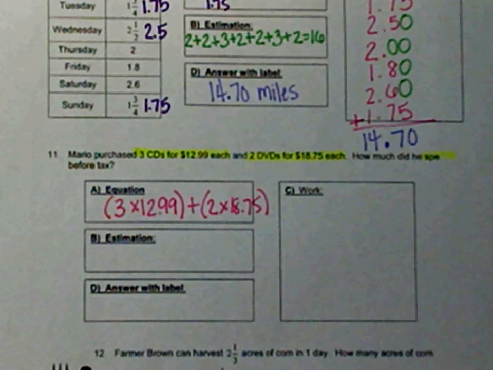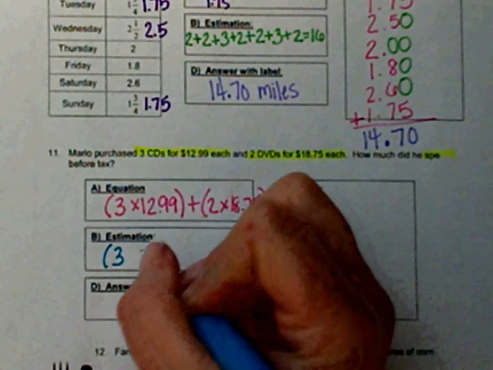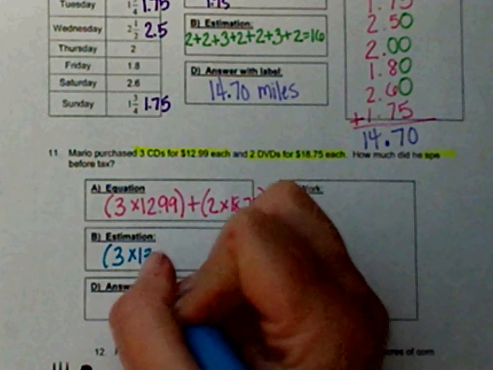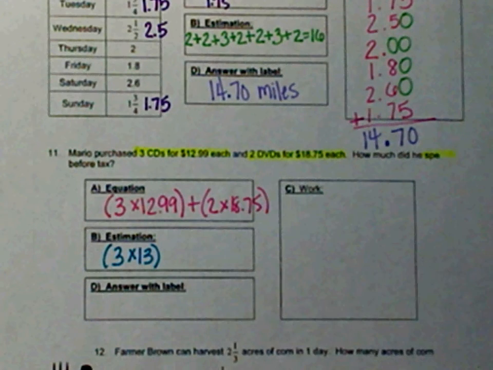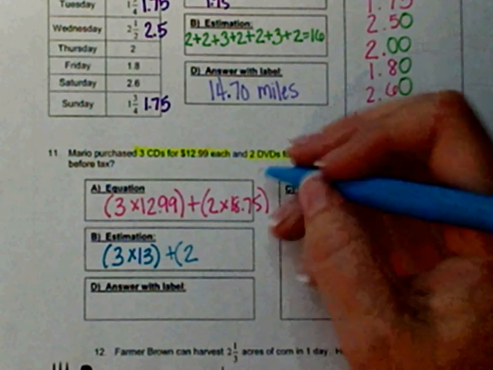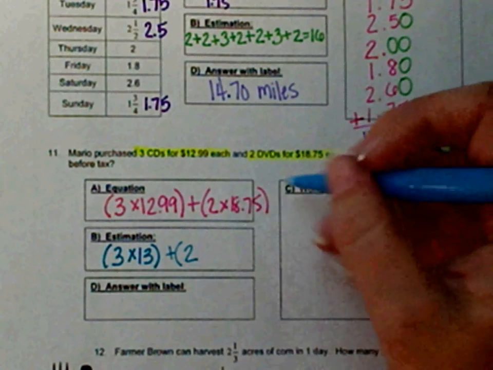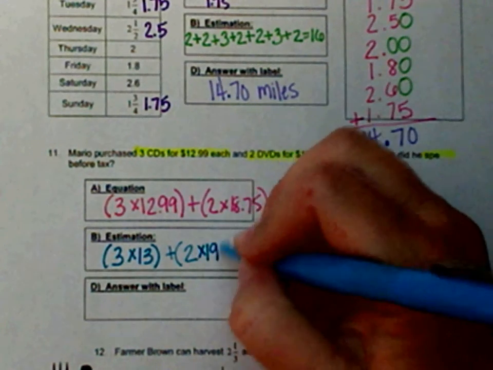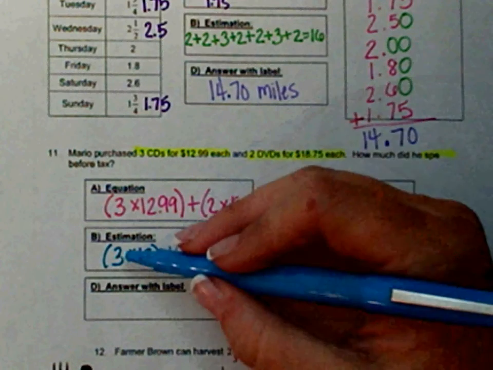Okay, number 11. Mario purchased 3 CDs for $12.99 each and 2 DVDs for $18.75 each. How much did he spend before tax? So we've got 3 CDs, $12.99 each, 2 DVDs, $18.75 each. How much did he spend? We're missing the end, spend, before tax.